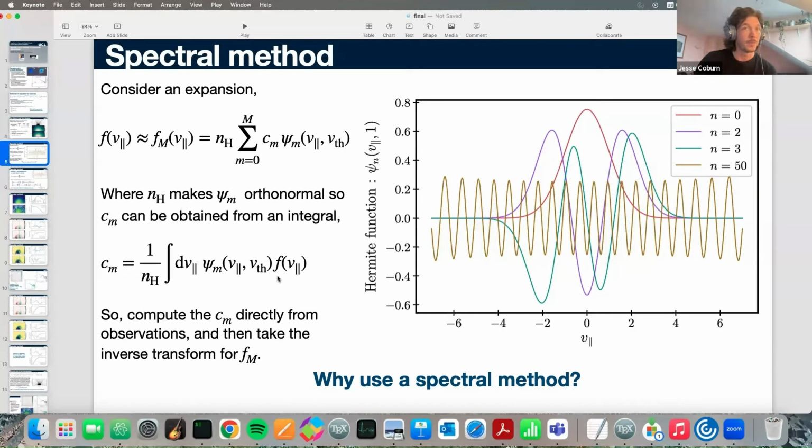Then the density and thermal speeds are down in here, so you need to obtain those through a moment technique. And so that's really the whole idea. Obtain C sub m from F directly, and then come back up here and re-express F sub m this way. That's the whole idea.